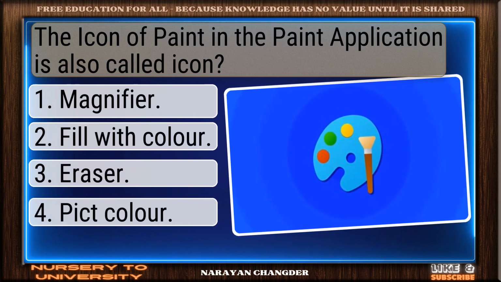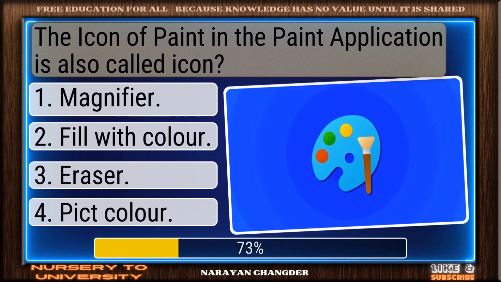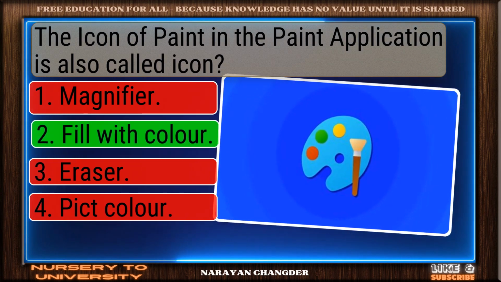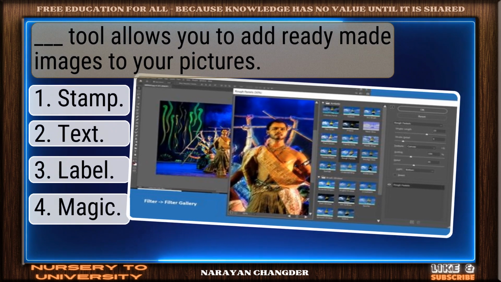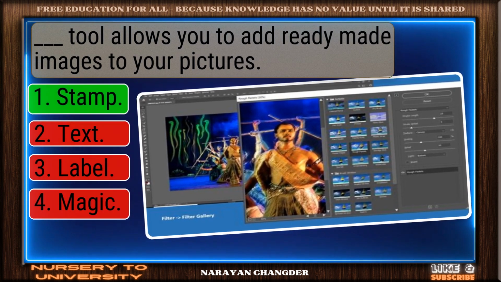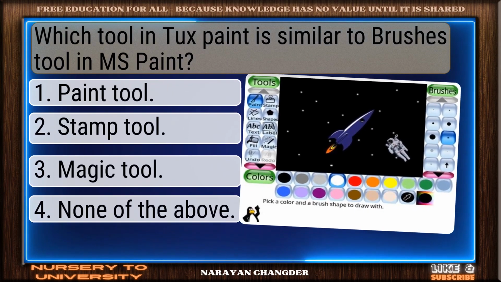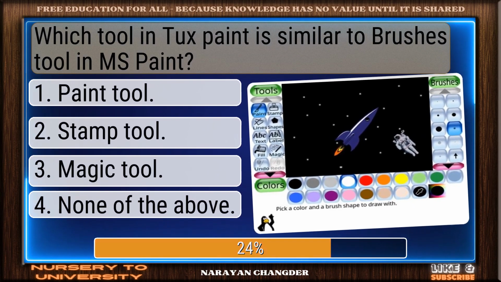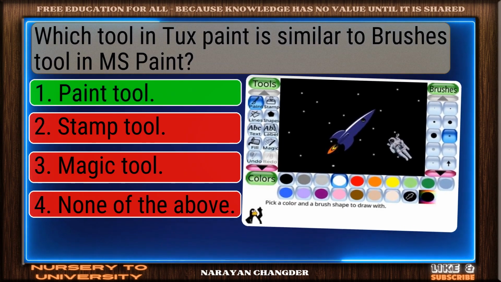The icon of paint in the Paint application is also called icon. Correct response. Fill with color is accurate. Dash tool allows you to add ready-made images to your pictures. Right choice. Stamp is best. Which tool in TuxPaint is similar to Brush tool in Ms. Paint? You chose Paint tool. Correct.